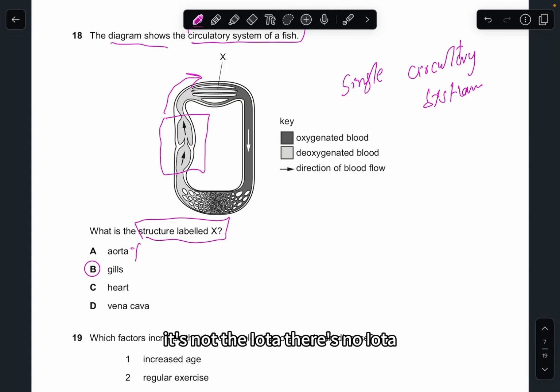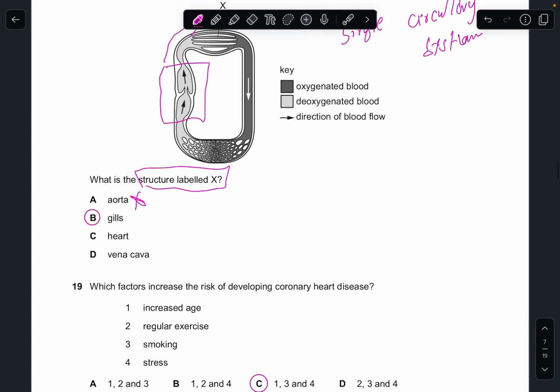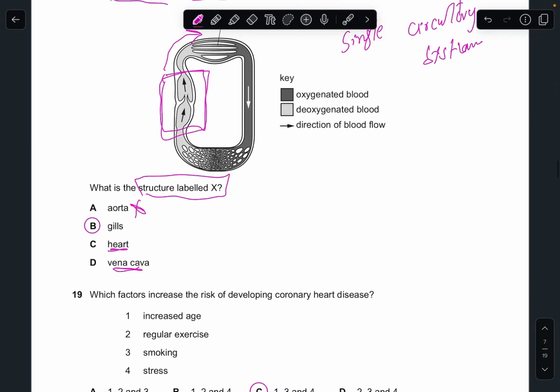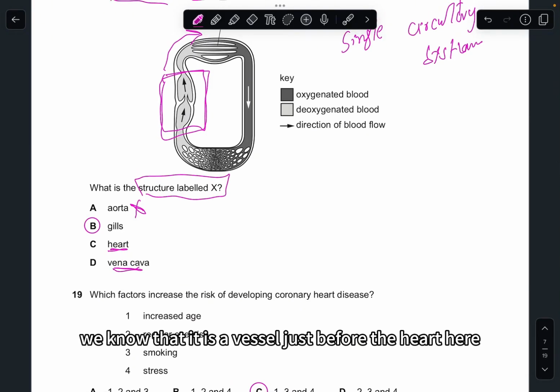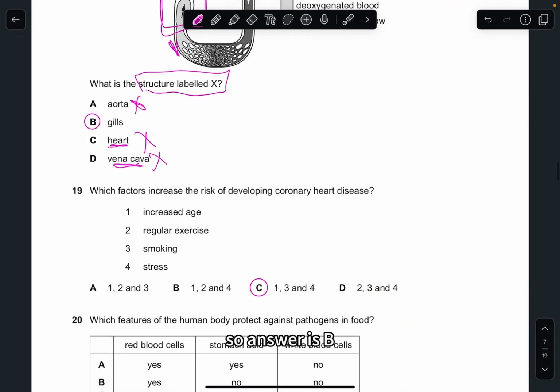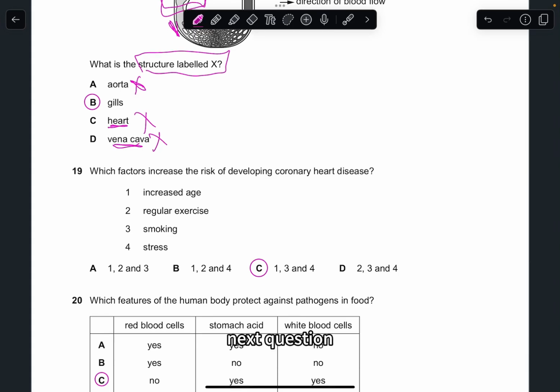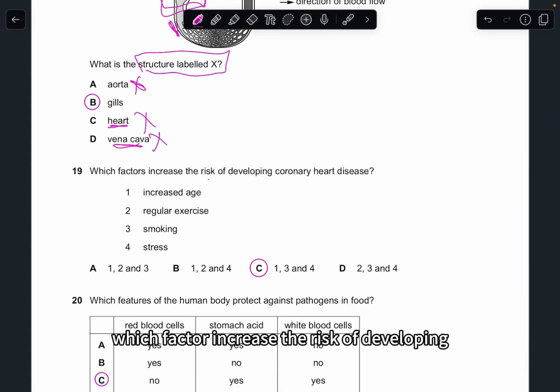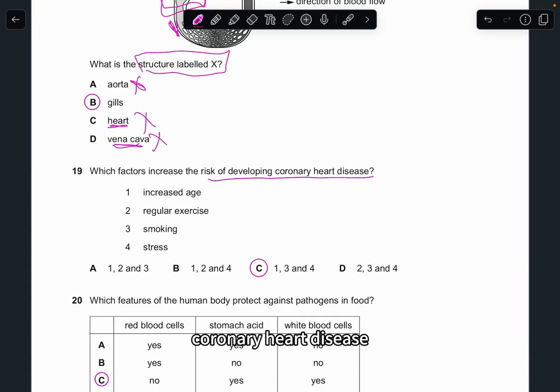It's not the aorta. There is no aorta. C is heart, so no, it's not the heart. Here is the heart. And D says vena cava. We know that the vena cava is a vessel just before the heart here, so it's also not. So our answer is B. Next question, which factor increases the risk of developing coronary heart disease?